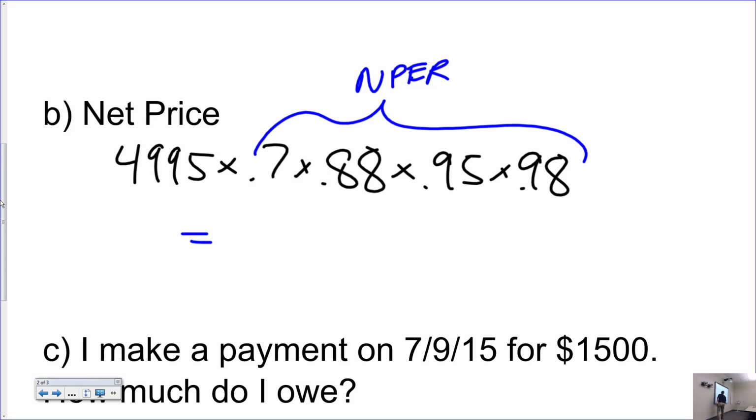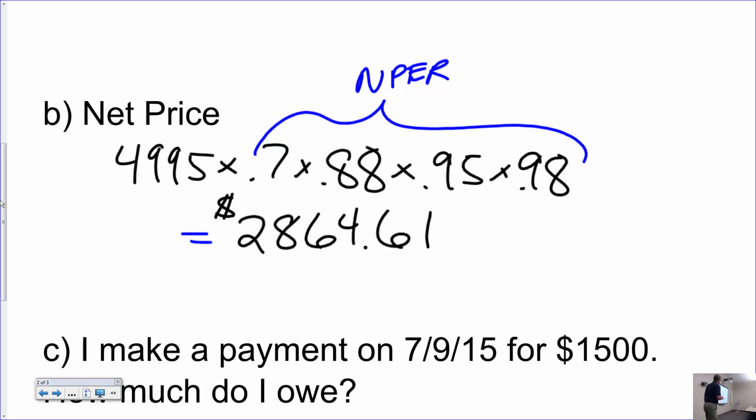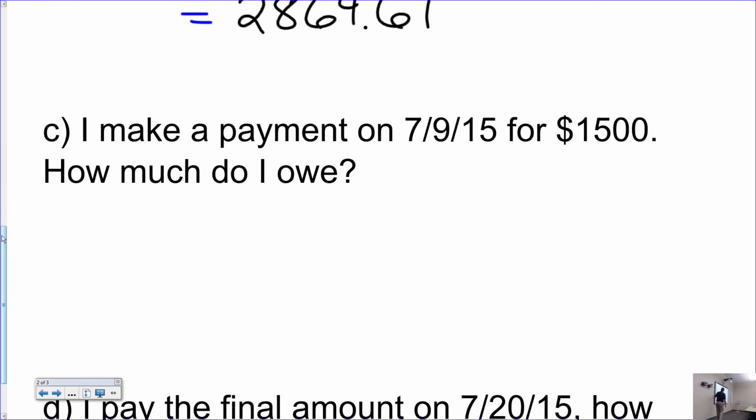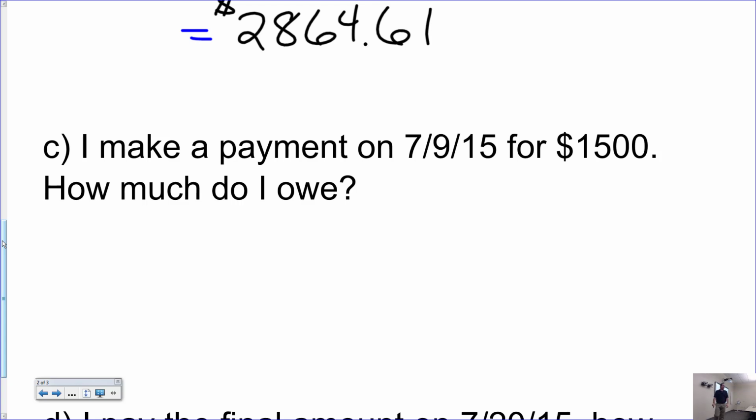And so what do we wind up having as our net price? Sorry, what was that? 461. All right. So $2,864.61 is how much we owe. So we make a payment on July 9th for $1,500. Is a $1,500 payment a full payment? No. No, therefore it's partial.